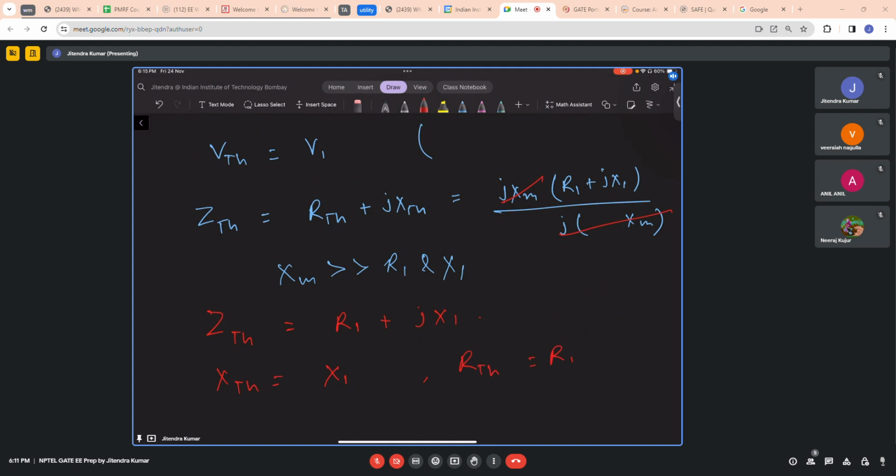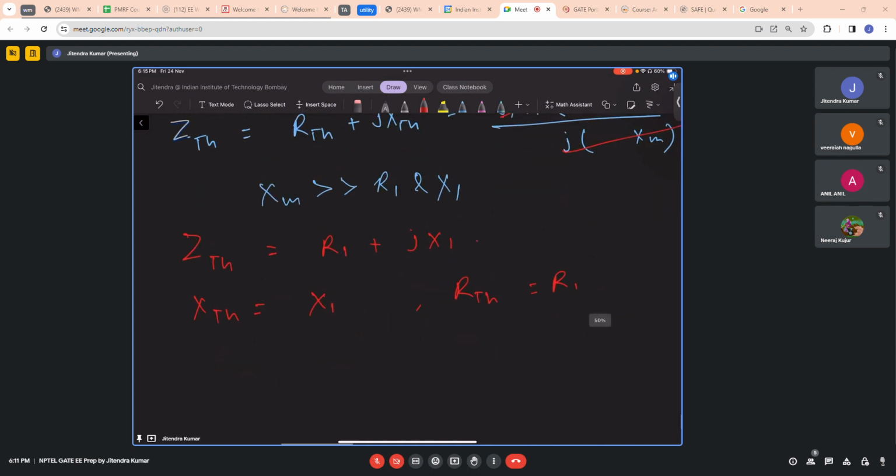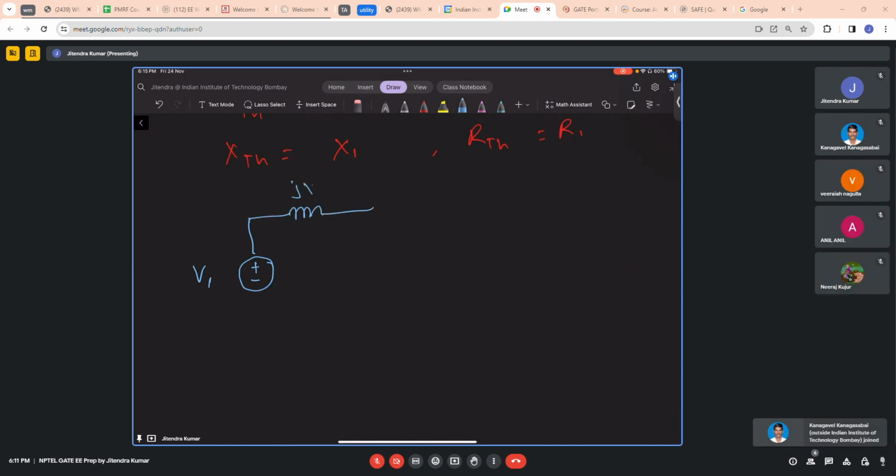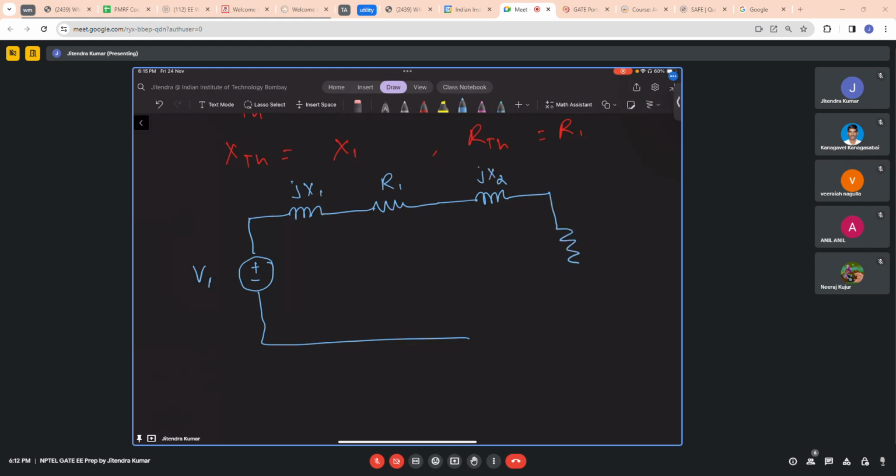Now we can draw a very simple equivalent circuit with whatever supply is provided to the motor, V1, and JX1, that is the stator leakage reactance only, and R1, that is the stator resistance. We do not need to draw the magnetizing inductance. We can straight away go ahead with the rotor side parameters, JX2 and R2 by S. Okay, and now this current will be flowing, that we can call I2 or rotor current, which is a very important thing.